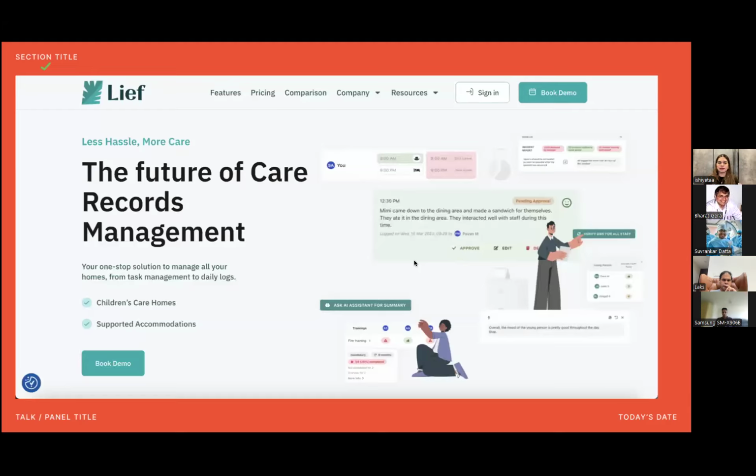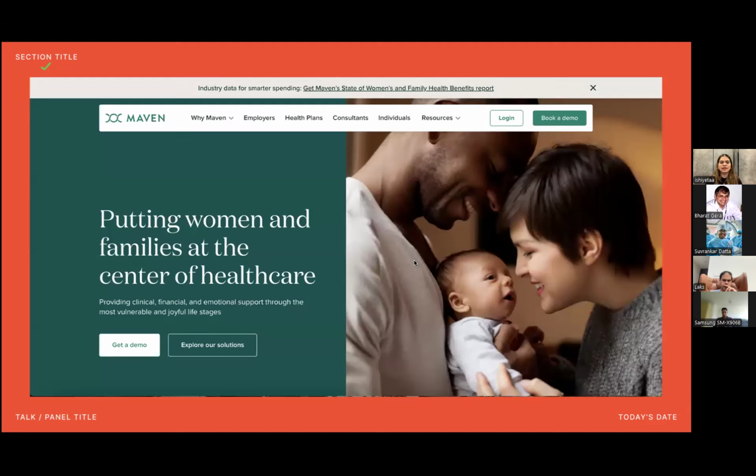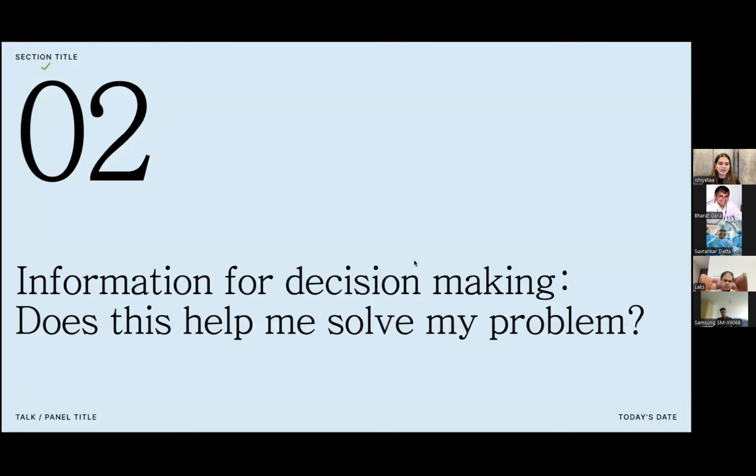This is also another client that we work with, which is Leaf Care, and they essentially handle care record management in the UK. So the UK has a lot of care homes where children who have parents or guardians that are unable to take care of them are admitted. So this is something we made for them. Then there is Maven. This is not a client, but again, they do a really good job of emotional messaging along with really relatable photography, and it just comes together.